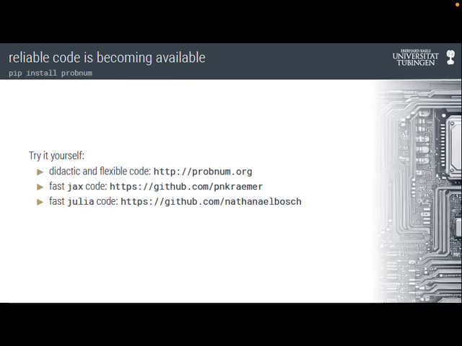If you want to, then we have several different options. One is to use our didactic piece of a code library called ProbNum, which is simple basic Python. It's not very fast, but it's very flexible. You can roll your own algorithm. Or you can use a fast JAX implementation, the one I just showed you by Nico Kramer. Or if you're more of a Julia person, then you can use Nathanael Bosch's code.